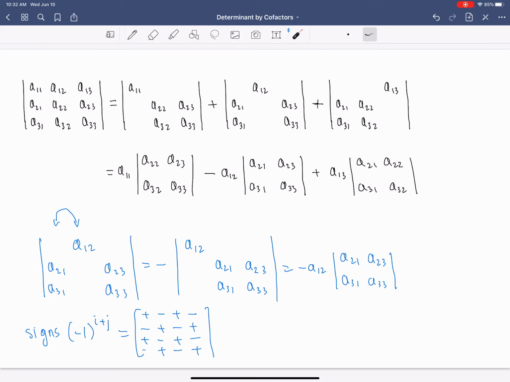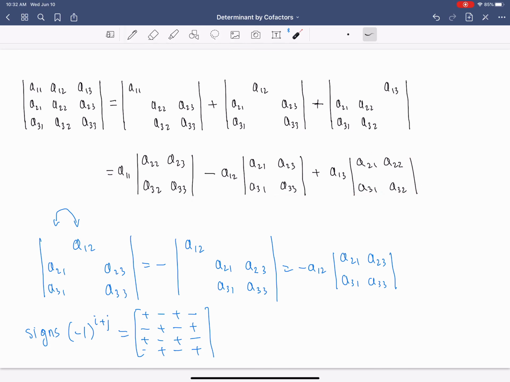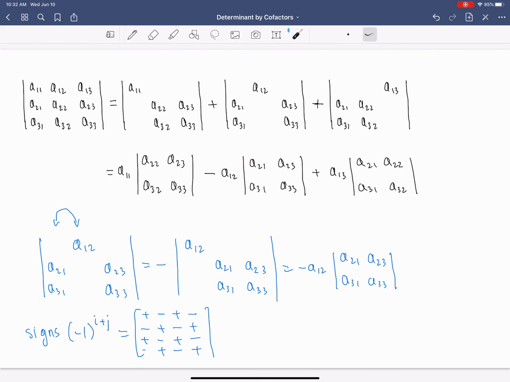The key here is how to write this formula because I promised a cofactor formula. So we pick a row or a column for a general matrix, and then we call these submatrices minors, whereas the determinant of the minor, including the appropriate sign, is what we will refer to as cofactors in the expansion. So here's the cofactor formula.